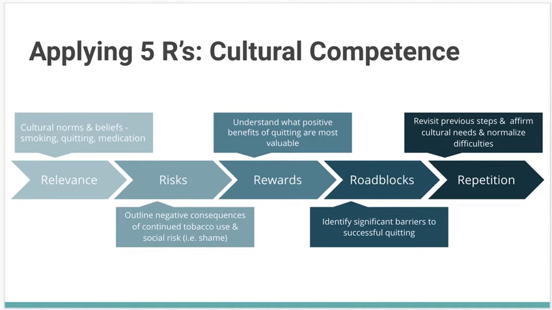It's their coping mechanism. Next thing you might want to do is look at roadblocks. So identifying significant barriers for them to successfully quit. So they might have a spouse that also smokes that does not want to quit. That might be a roadblock for them and make it very difficult. And lastly, you want to repeat this process. So revisiting the steps and affirming cultural needs and normalizing the difficulties for them.